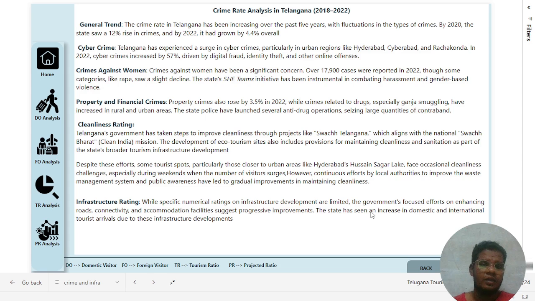And the infrastructure rating. While specific numerical ratings of infrastructure development are limited, the government's focused efforts on enhancing roads, connectivity, and accommodation facilities suggest progressive improvements. The state has seen an increase in domestic and international tourist arrivals due to the infrastructure developments.